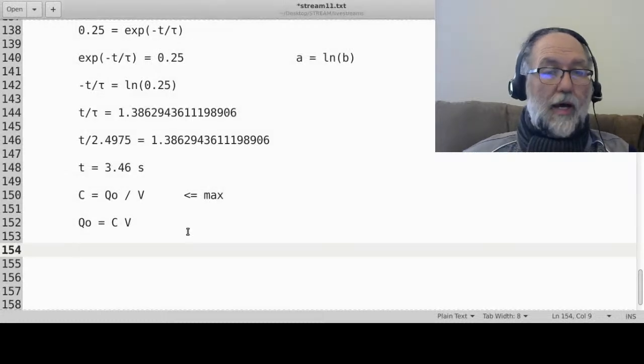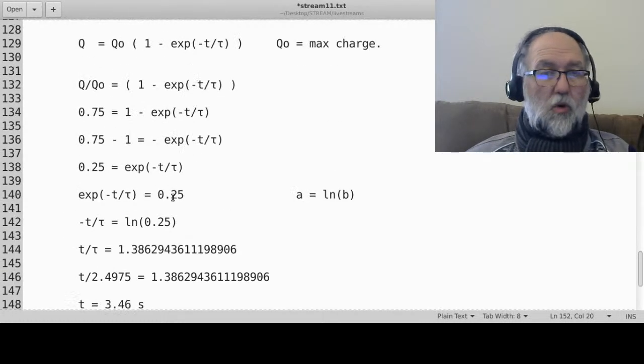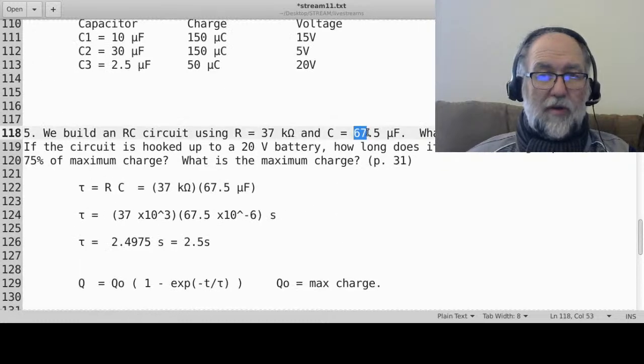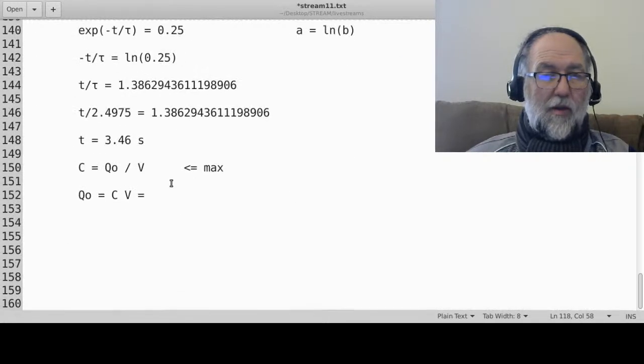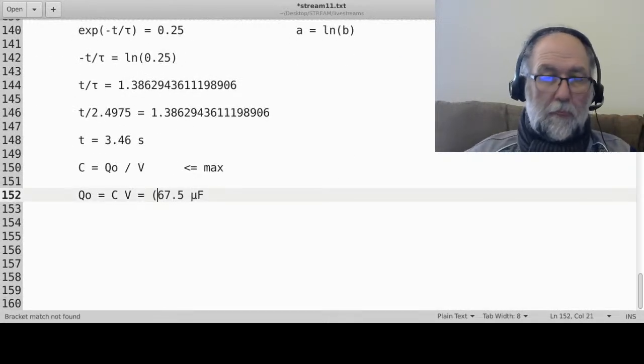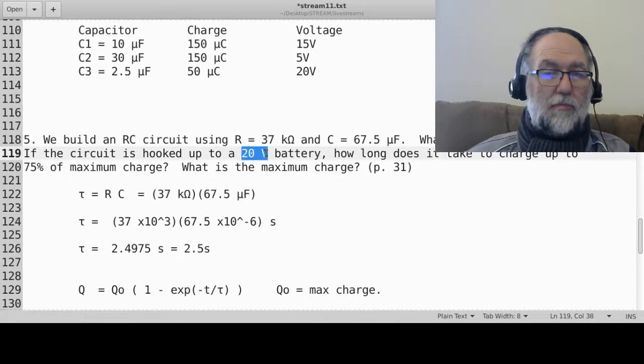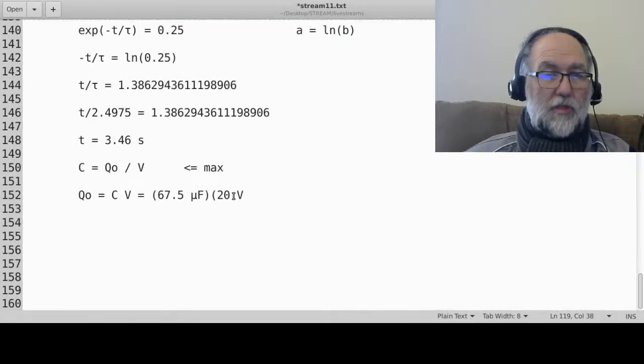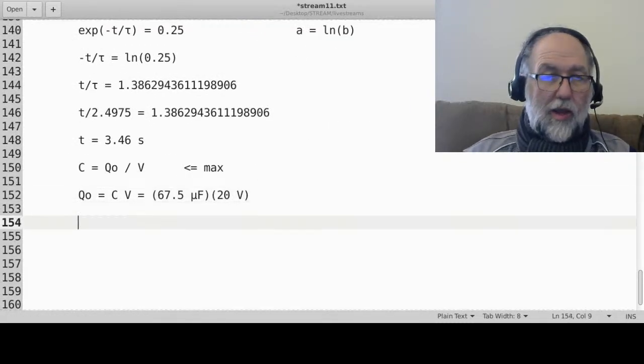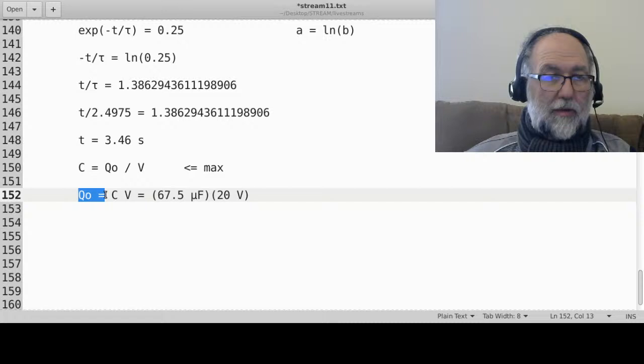And so now C we said was, well, let's go get the number, 67.5 microfarads. And the voltage was, we didn't need the battery up till now, but now we do, 20 volts. And what are we going to do? We're going to have this is equal to, well, the micro, again, let me just write the whole thing out.